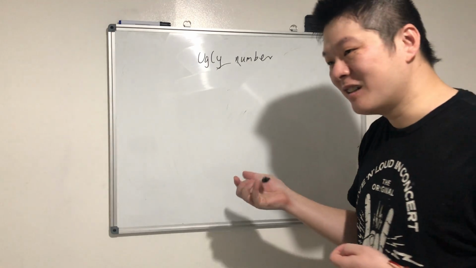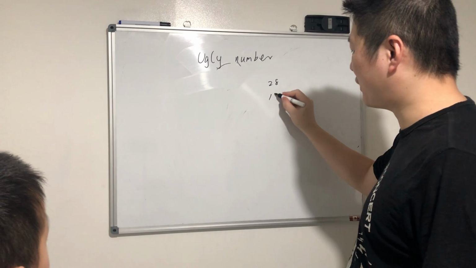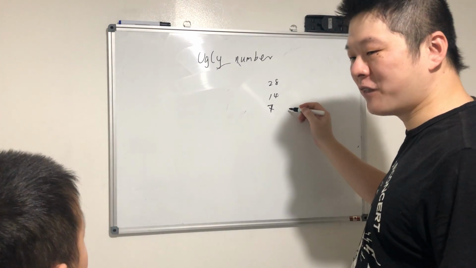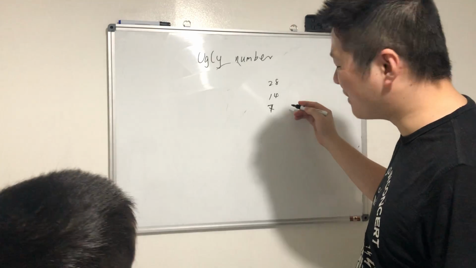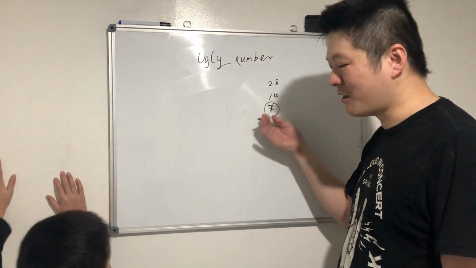Look, for example, 28. We divide it by 2. 14 divided by 2, 7. Can we divide it by 3? No. Can we divide it by 5? No. And then the remaining is not 1, so it's not an ugly number.